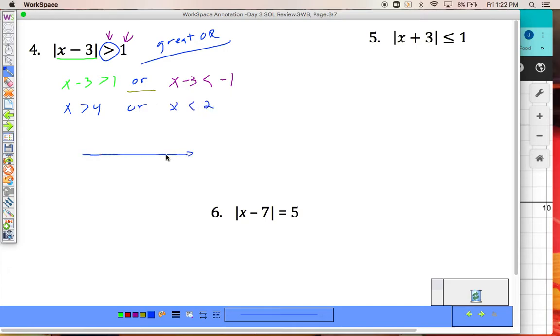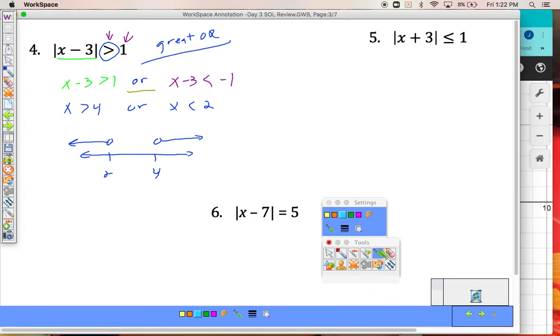I'm going to graph both. Open circle because it's just less than and greater than. And because it's an or statement, what I want are all of the possible answers. So since it's an or, this is my solution. I want both pieces. So I want all the values that are less than 2 or greater than 4. I want to take these two statements and put them together.